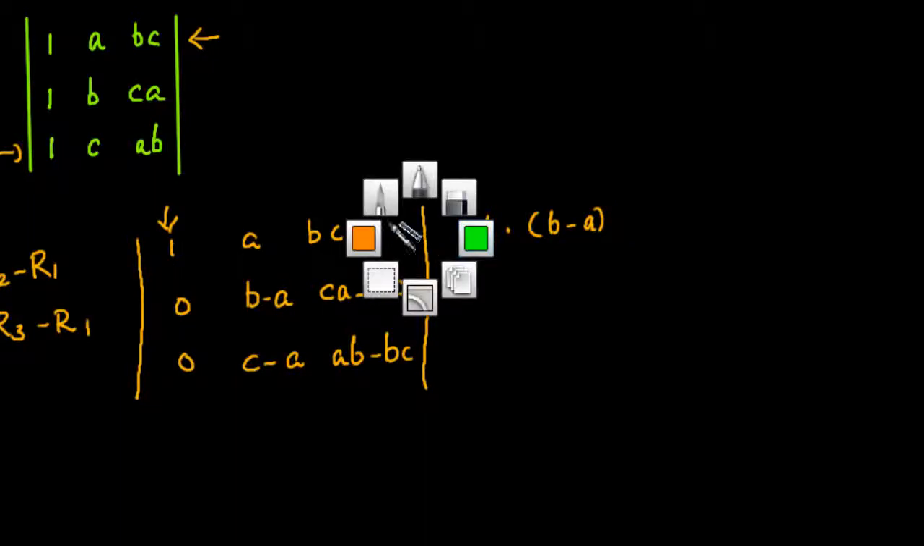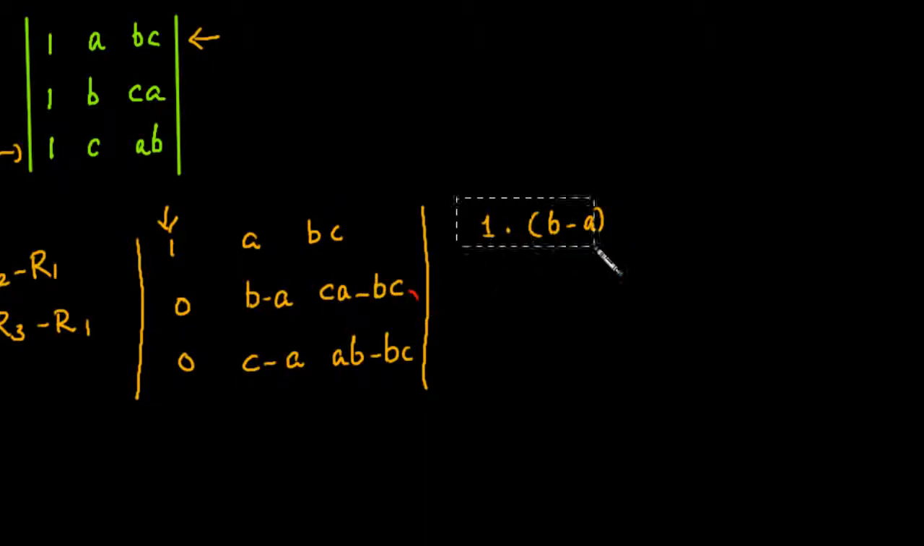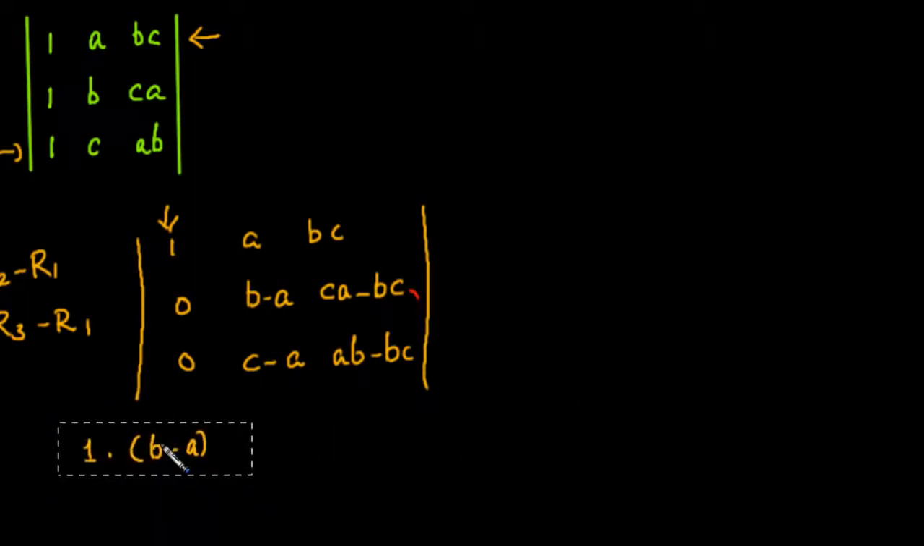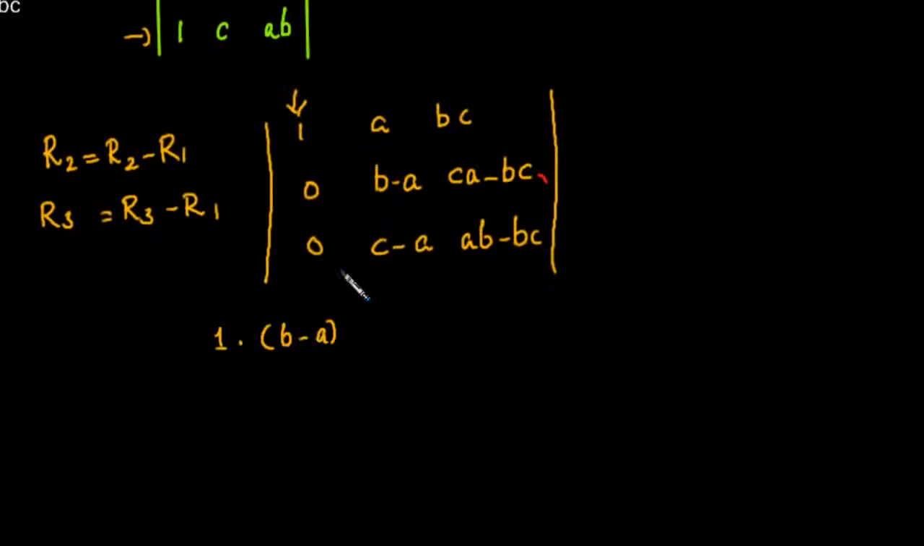Let's do it here. That is 1 into B minus A into AB minus BC minus C minus A into CA minus BC. This is the value of the determinant.